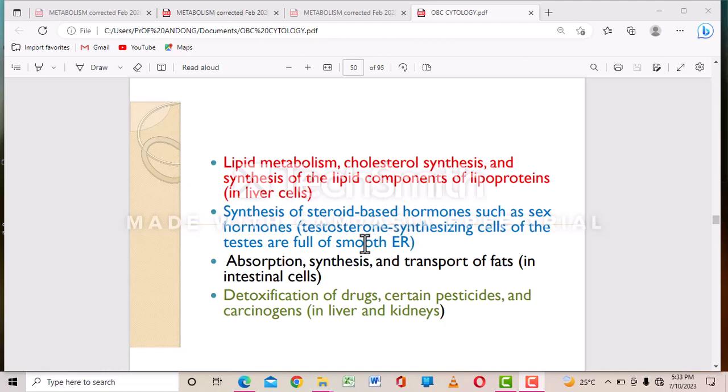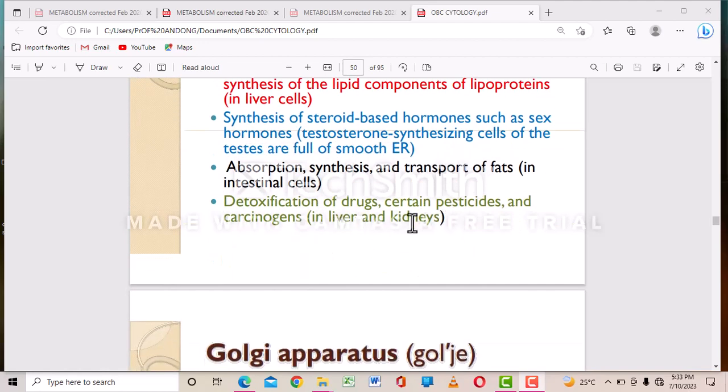Example, you have testosterone, estrogen, absorption and synthesis of fats, detoxification of drugs, pesticides, carcinogens. They are basically highly concentrated in the liver and the kidneys.